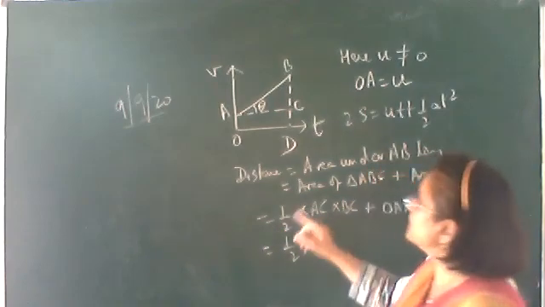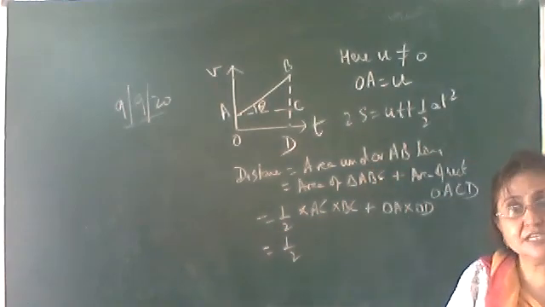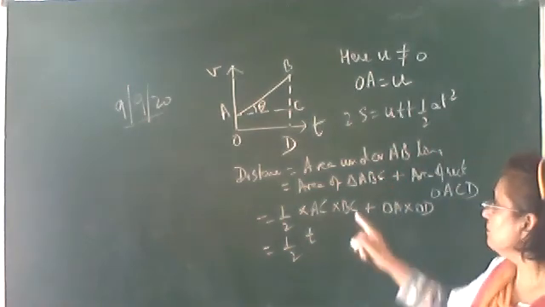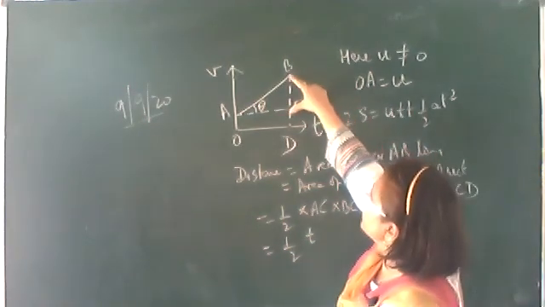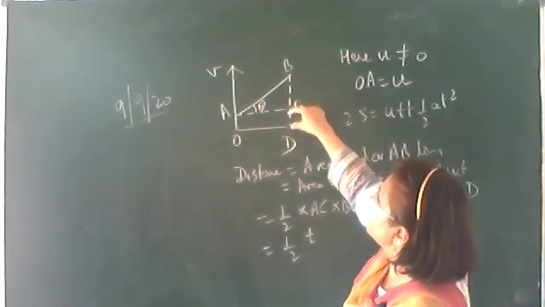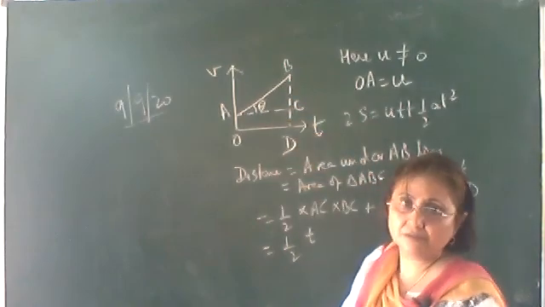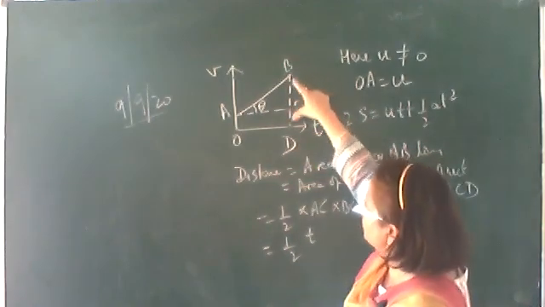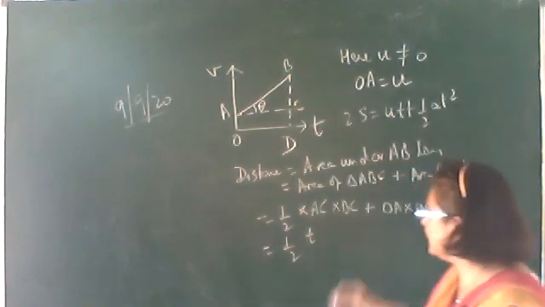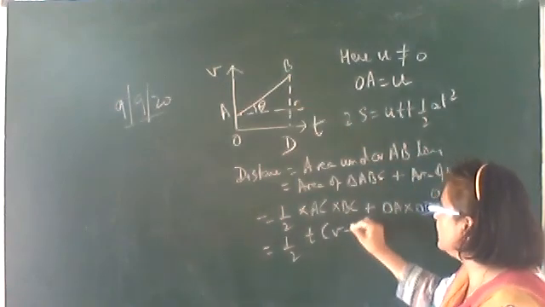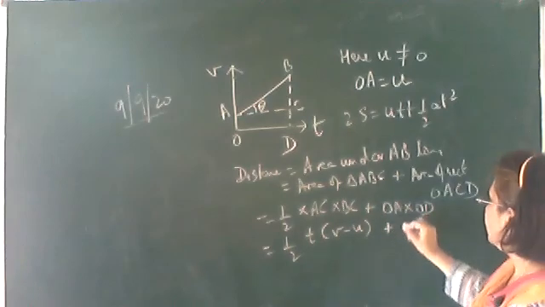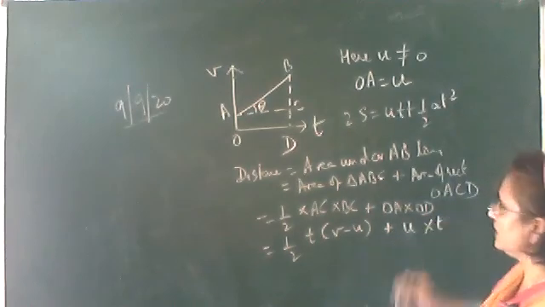Now what is AC equal to? AC is equal to OD, and that is equal to T. BC is equal to BD minus CD, as we have already seen in the first equation. That is, it is equal to V minus U. Plus OA is the initial velocity and OD is the time.